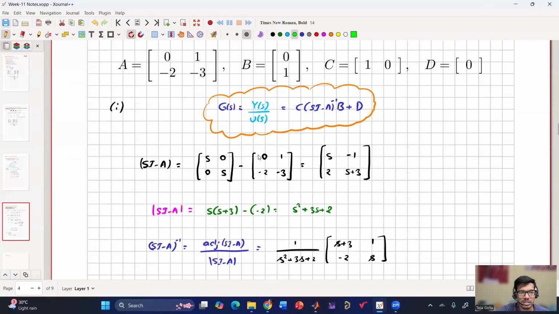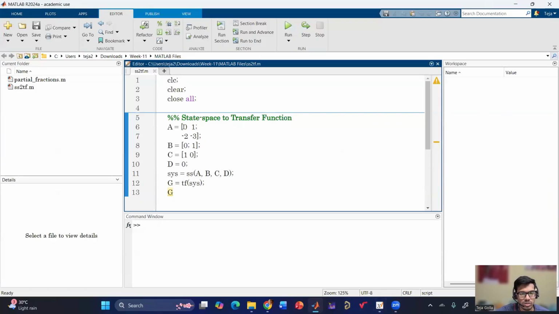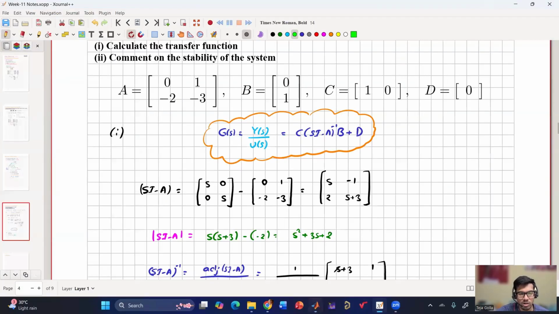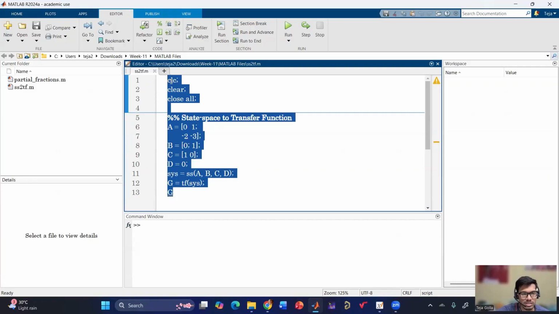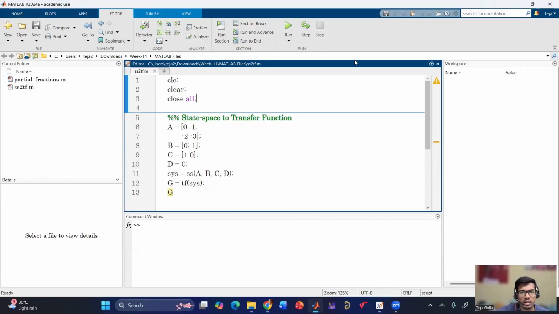My A matrix is 0 1 minus 2 minus 3. So 0 1, and for the next row use a semicolon, then minus 2 and minus 3. Within the row you have to give spacing, and between rows you have to put a semicolon. B is a column matrix, so 0 semicolon 1, and C is a row matrix, so 1 space 0, and D is basically 0. There is a command where you can write ss(A,B,C,D), which gives the result in system. Now we are calculating the transfer function of the system, which is stored in G, and then I'm displaying G. I think I can run from the top itself. So if I run this.